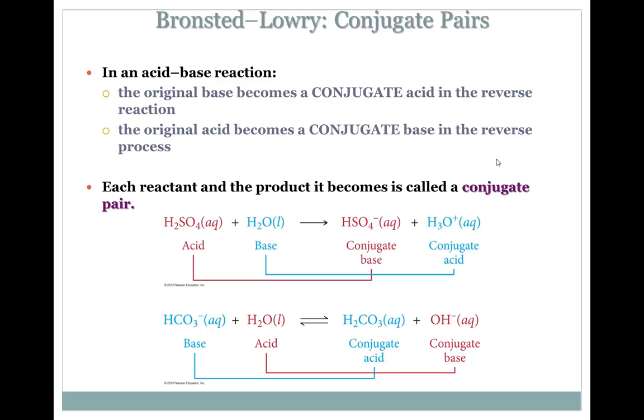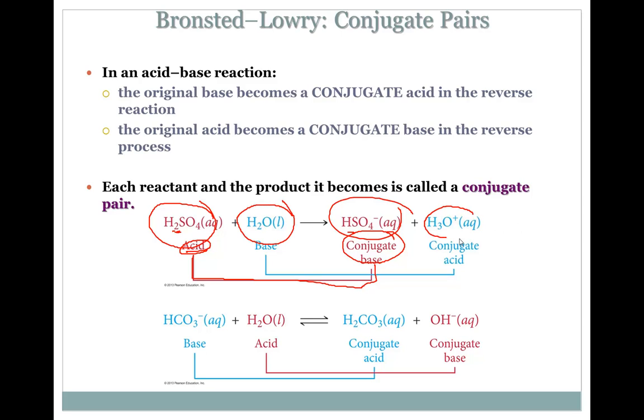Each reactant and the product it becomes is called a conjugate pair. So here's the reactant, here's the product it becomes. We pair them up. This lost the hydrogen, so this was the acid. Once it's lost that hydrogen, it's now the conjugate base. H2O becomes H3O. It gained the hydrogen. Therefore, because it gained a hydrogen, it's the base, and this would be the conjugate acid.